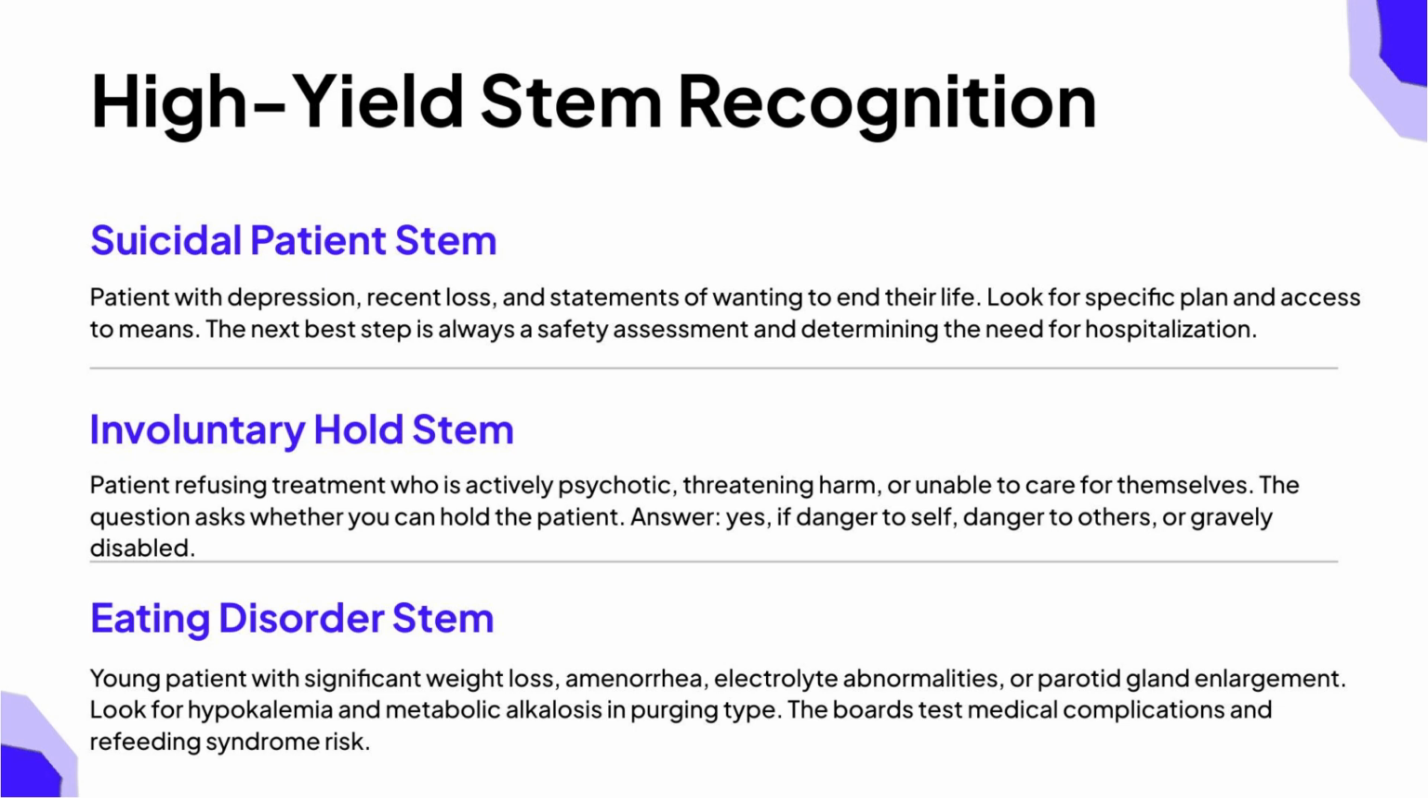For gonorrhea and chlamydia, the classic stem is a young sexually active patient with dysuria and discharge. The Gram stain result is your key differentiator, and remember, always treat both infections at the same time due to high co-infection rates. For syphilis, look for the painless genital ulcer, the diffuse rash including palms and soles, and positive rapid plasma reagin confirmed by fluorescent treponemal antibody absorption test.